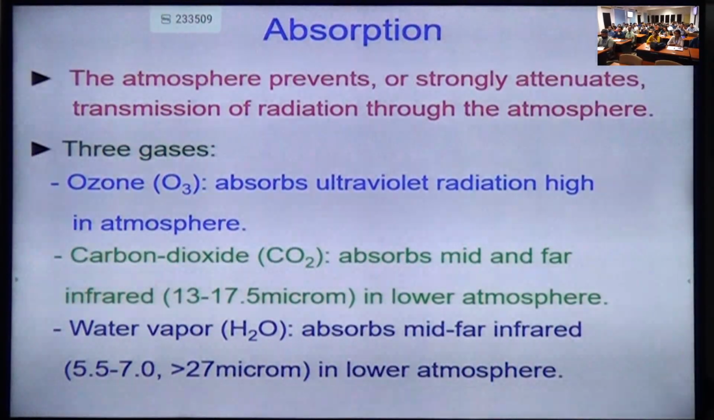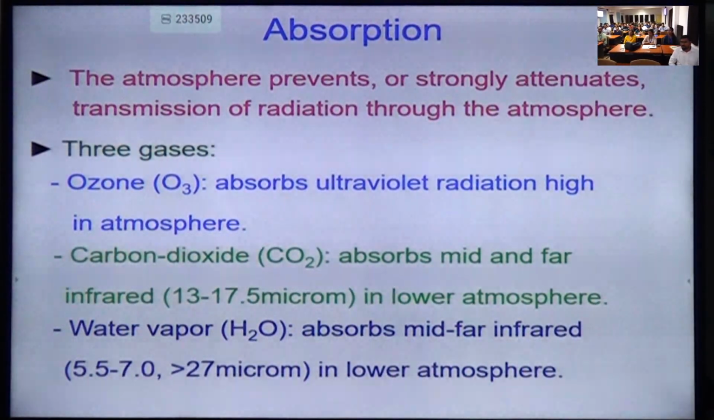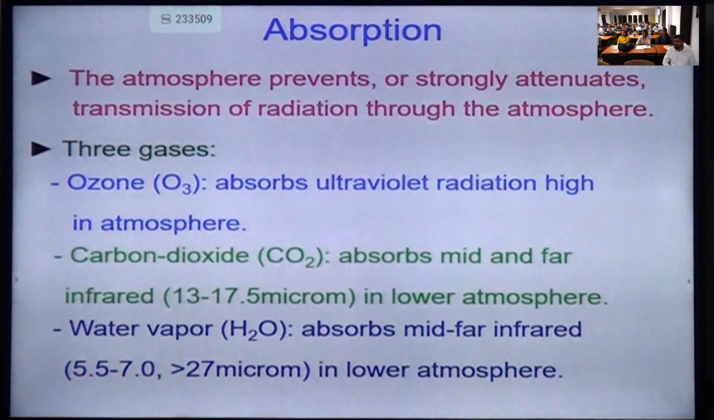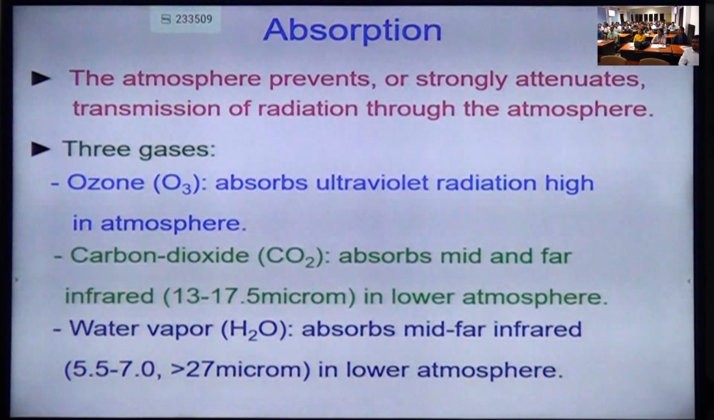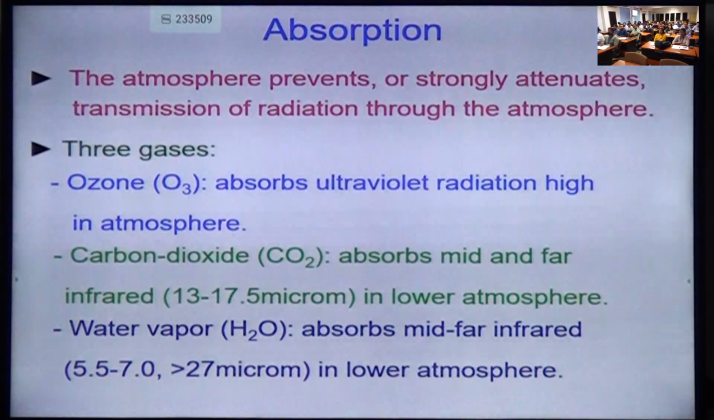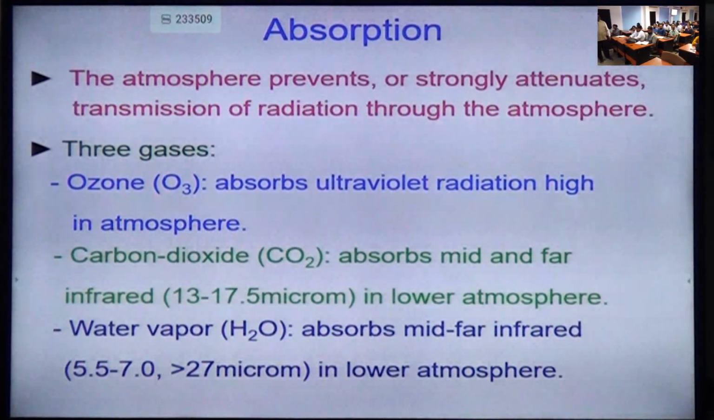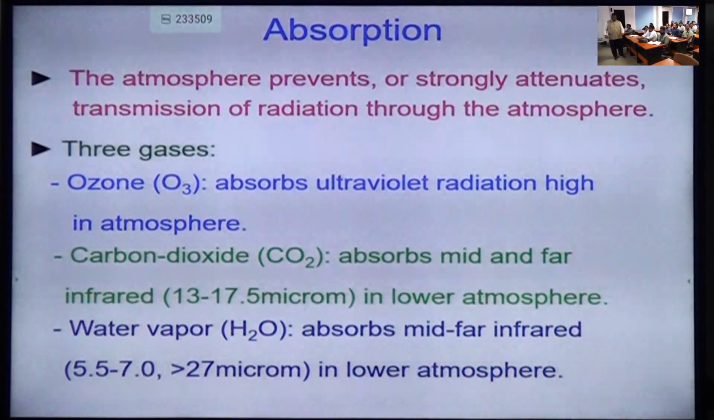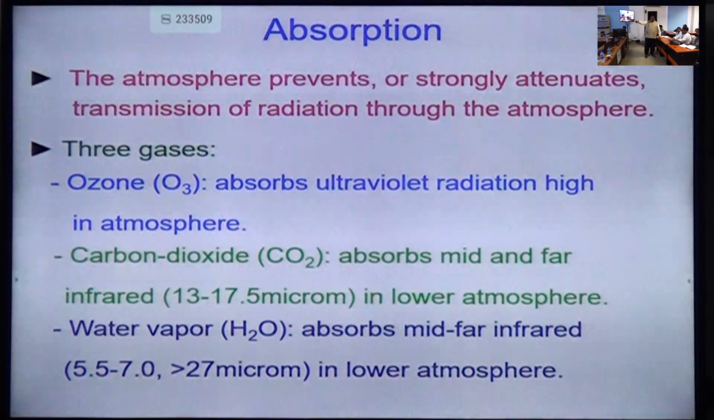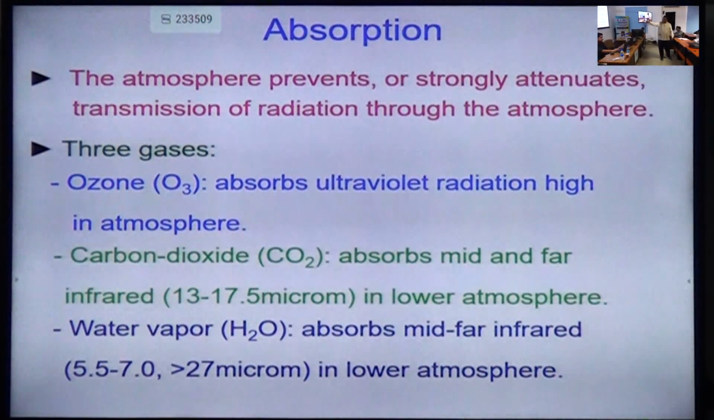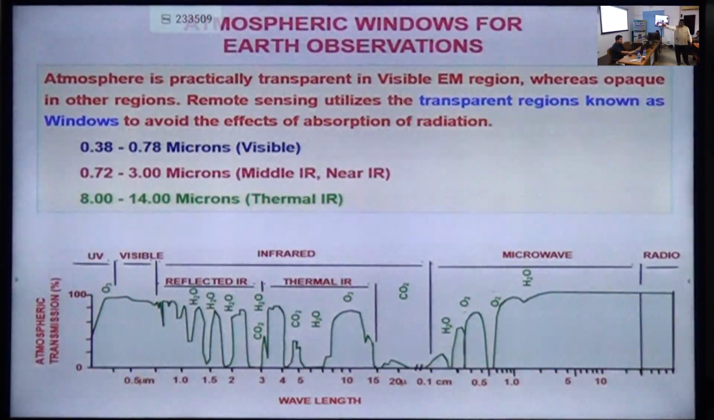Atmospheric absorption. I already told these are all the gases which are going to absorb the radiation. So there will be a decrease of the electromagnetic radiation. Yes, next. So the atmosphere prevents or strongly attenuates transmission of radiation through the atmosphere. Attenuates means it will decrease the radiation. So ozone, carbon dioxide, water vapor, they are all going to absorb ultraviolet radiation, mid-end infrared and mid-end infrared region in these levels.